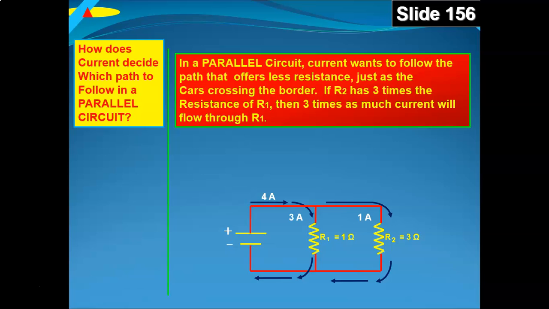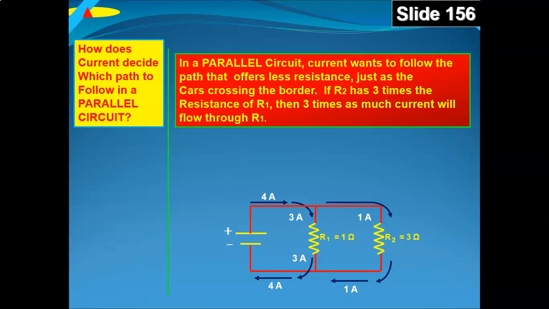Now what you want to do is follow how the current is going to come around. 4 amps comes out of the source there. 3 of it goes down R1, 1 of it goes down R2. Then the one that goes down through R2 comes back around the bottom, and it's going to meet up with the 3 amps that comes through R1. And those two, when they meet up, will add up to 4 amps again.